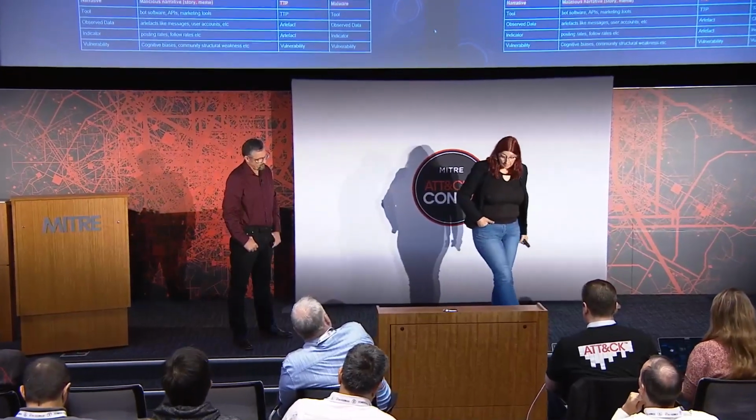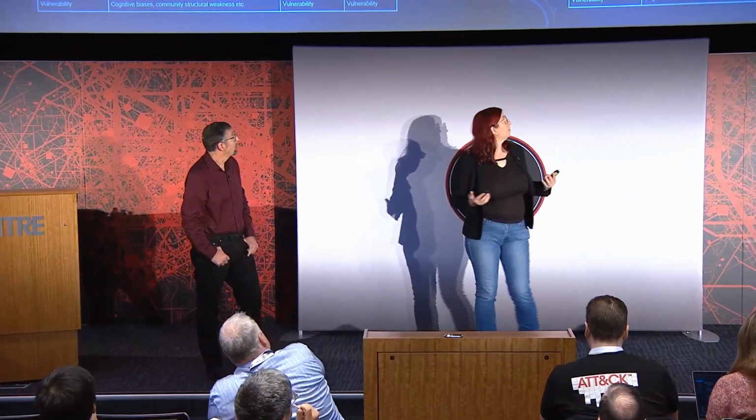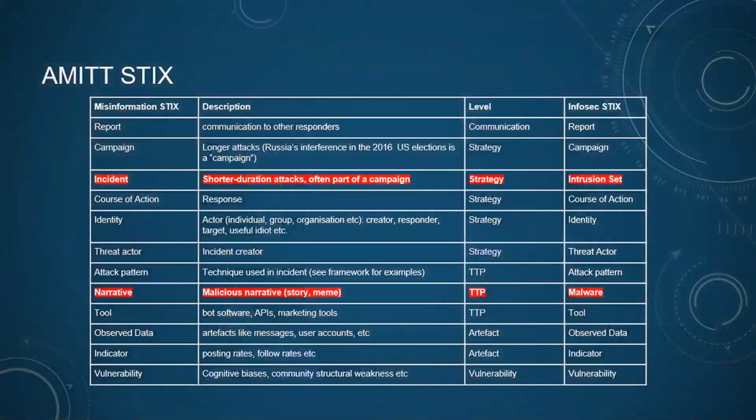And the next thing that we've started doing is the STIX part of this. So we did the mapping. So this is the mapping between misinformation STIX and InfoSec STIX. And again, we got an almost one-to-one map between the two. We can carry misinformation on straight STIX as long as we put the incidents into intrusion sets and narratives into malware. It's not pretty. The diagram I've put up this morning on Twitter uses intrusion sets and malware.